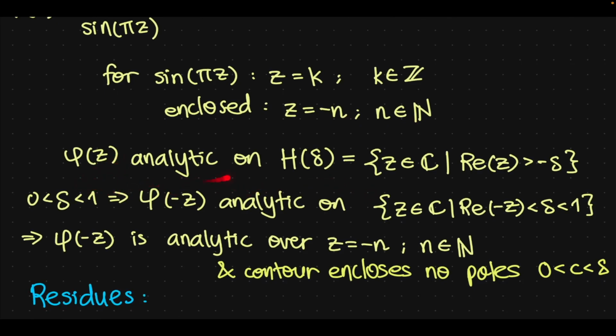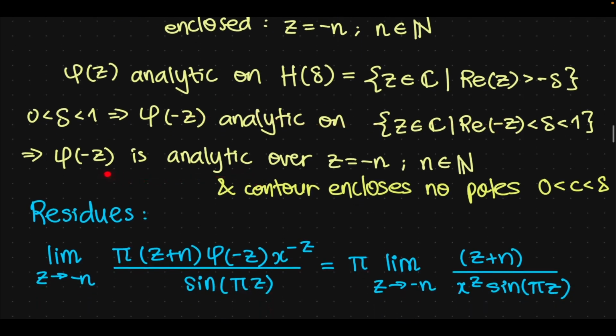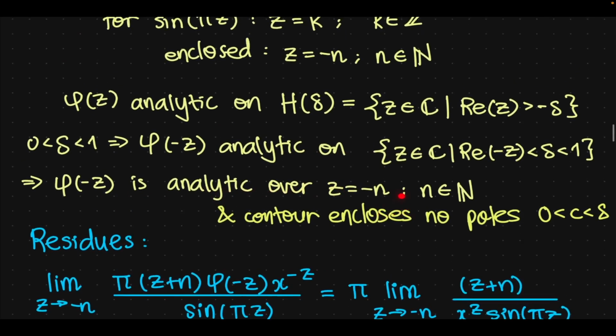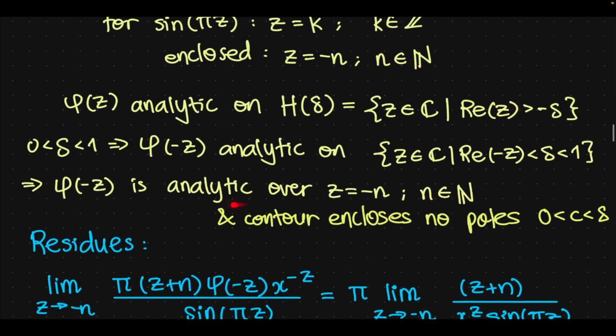So phi of z is analytic on the half plane where the real part of z is greater than minus delta, for delta between 0 and 1. So phi of minus z is analytic on z belonging to the complex numbers such that the real part of minus z is less than delta, just flipping the inequality, which is less than 1. So as long as we're less than 1, we're going to be analytic for phi of minus z. So phi of minus z is analytic at z equals minus n, because minus 1, minus 2, minus 3 are all less than 1. So we're not going to have any overlap between the poles of phi of minus z and sine of pi z.